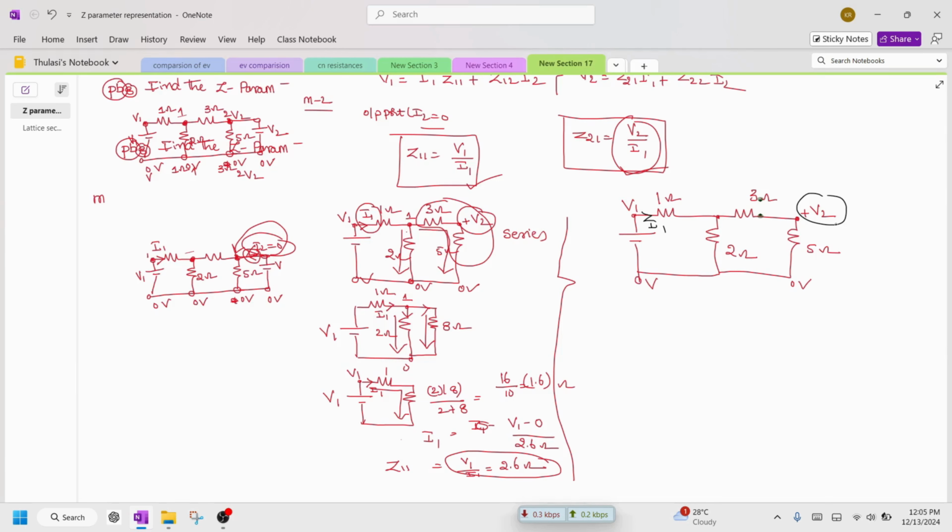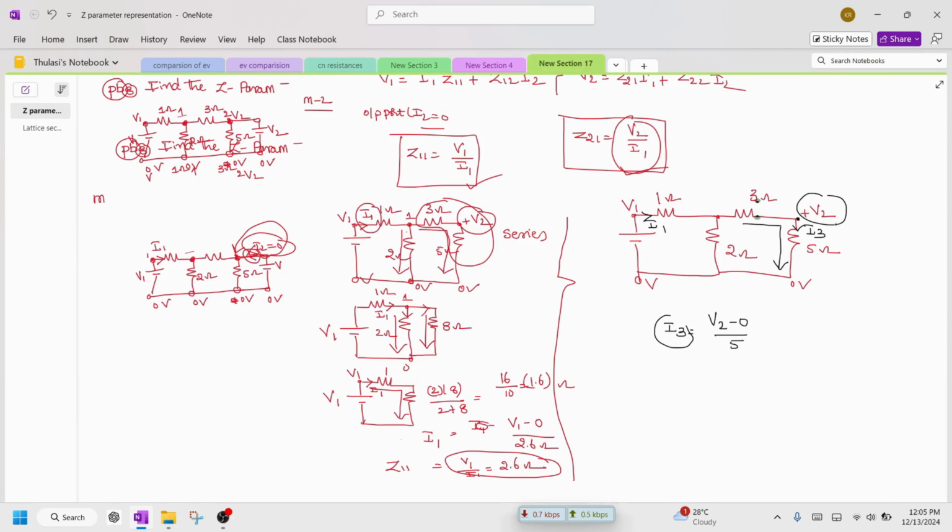So I am assuming a current of I3 is flowing in this branch. How to write down I3? I can write down I3 with respect to node V2. If you write it with the other node it is different, but I am writing with respect to this node. Why? Because it is having V2. So I3 I can write down as V2 minus 0 divided by 5.